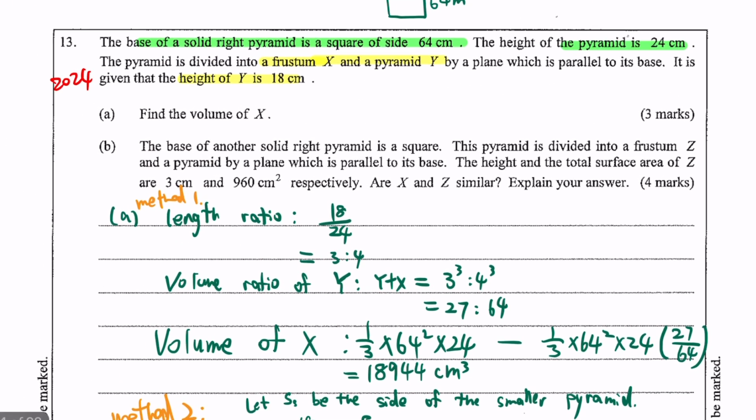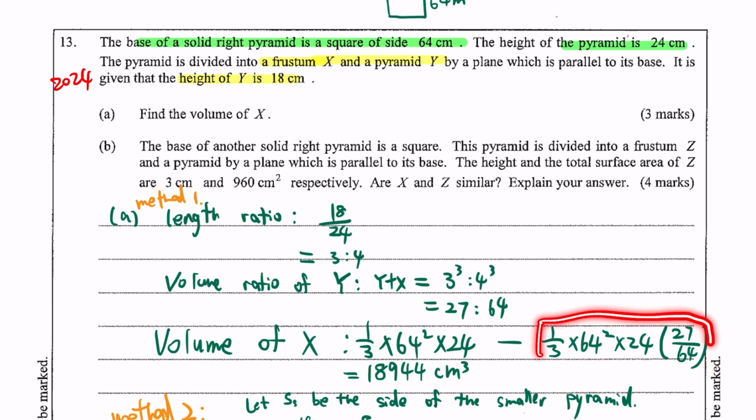Method 1 is using the ratio. The length ratio is this one, 3 to 4. So the volume ratio should be 3 to 4 cubed, right? So we have 27 to 64. So the volume of x should be the largest one, the largest pyramid, which is this one, minus the smaller one. Minus the smaller one, we don't need to calculate the size of the smaller one.